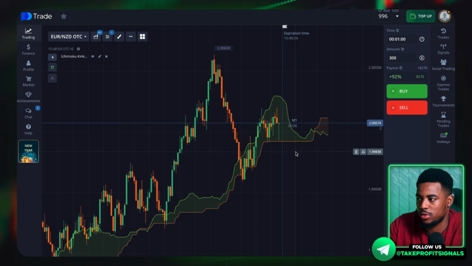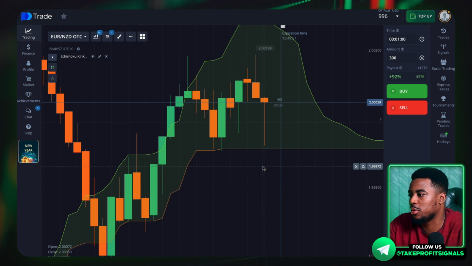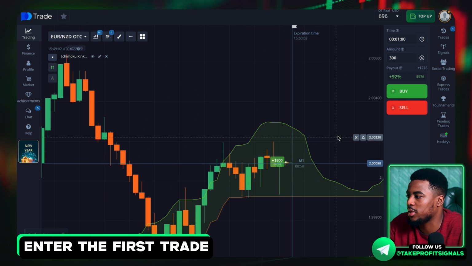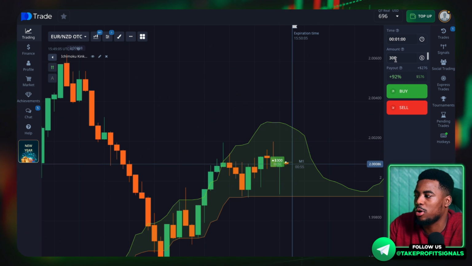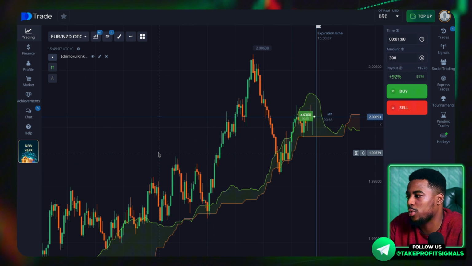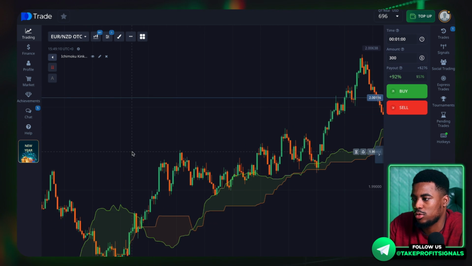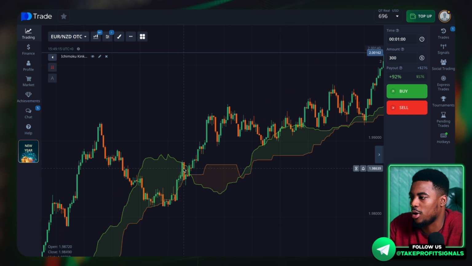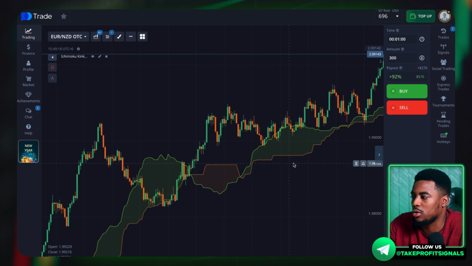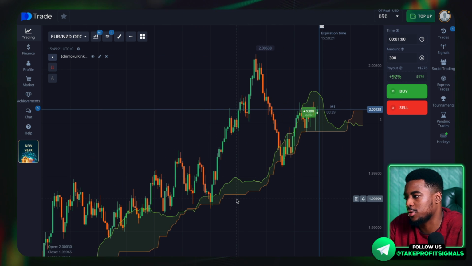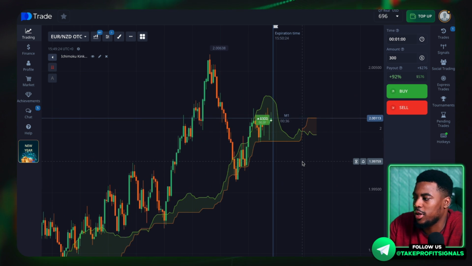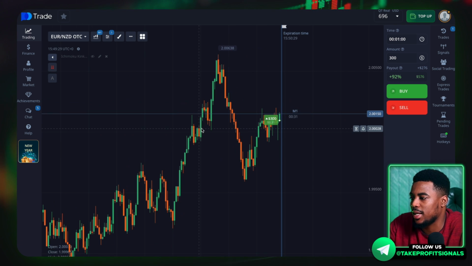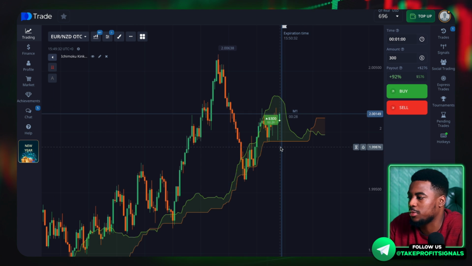And here is the first situation. I wait until we form this Japanese candle, and in 1 second we enter the first trade for 1 minute. I have 300 trade amounts. So what we can observe here, first of all, we have a very good uptrend, and if you look for a few hours, we have never gone beyond the lower line of this indicator. It means that this indicator in our case is a good support for us, but we can see it only if we add this indicator.